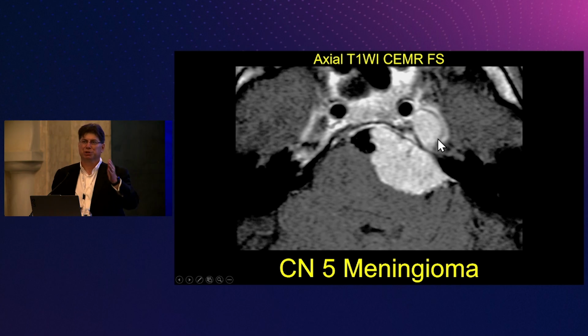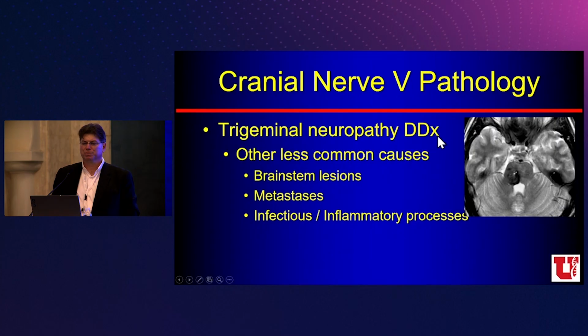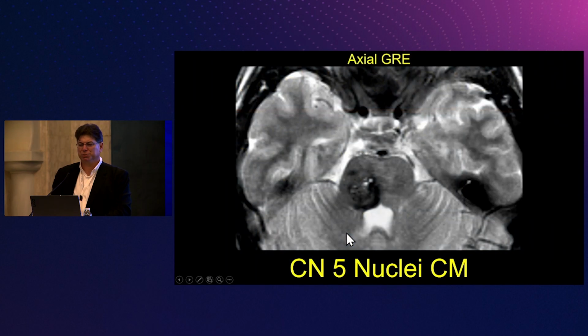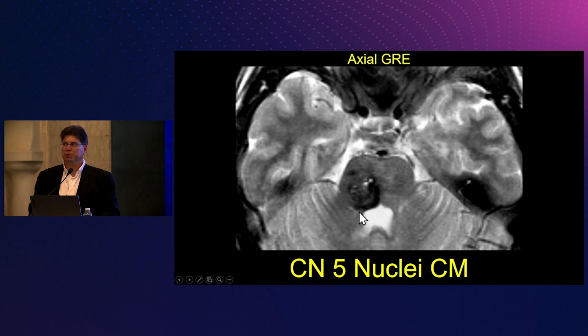But it's very different than the vector of spread we see with a schwannoma along the course of the nerve. Other less common causes we might see are brainstem lesions, METs, and infectious inflammatory processes. So here's an axial gradient, and we see old blood pushed to the periphery. We might see multiple fluid levels.